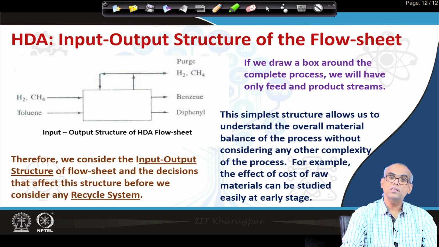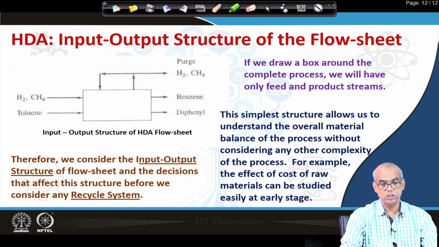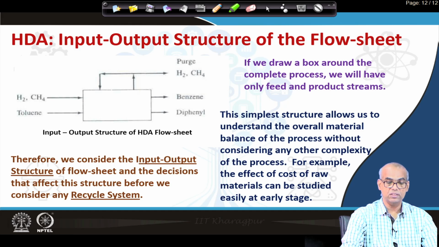Therefore, we consider the input output structure of the flow sheet and the decisions that affect this structure before we consider any recycle system. The consideration of this input output structure of the flow sheet will be enough to write down the overall mass balance. From the mass balance, we will be able to find out how the product cost and the reactant cost compare with each other.